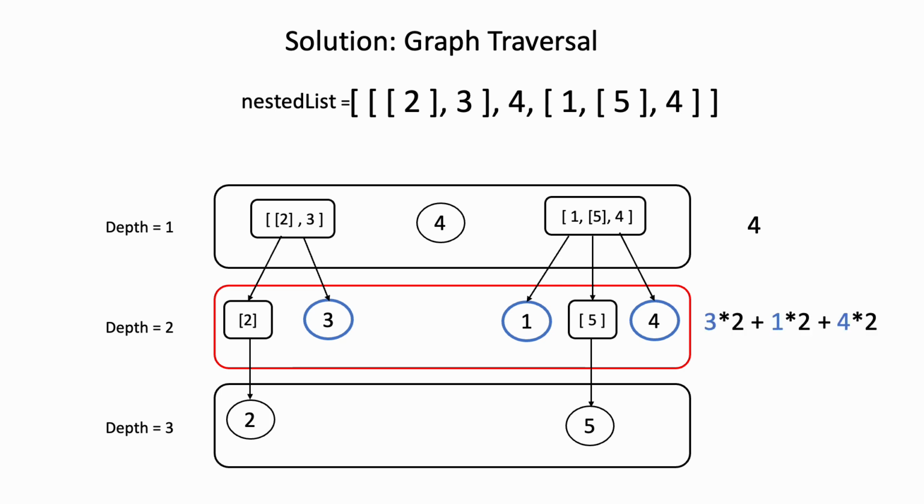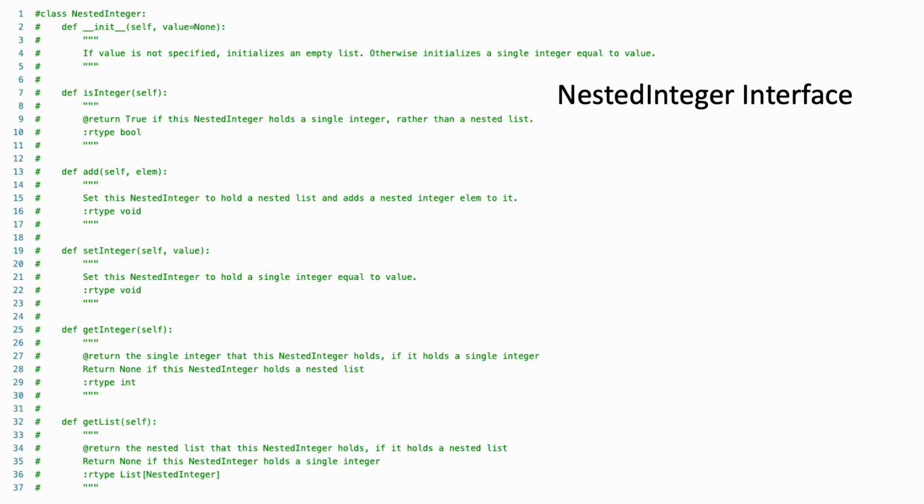We multiply each of these elements by their depth and add them all up. We go to the next depth, 3, and check single integer elements, which are 2 and 5. We multiply each of these elements by their depth and add them all up. Finally, we add all depth intermediate results to get the final answer 41.